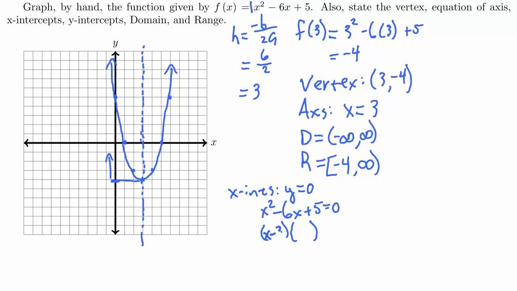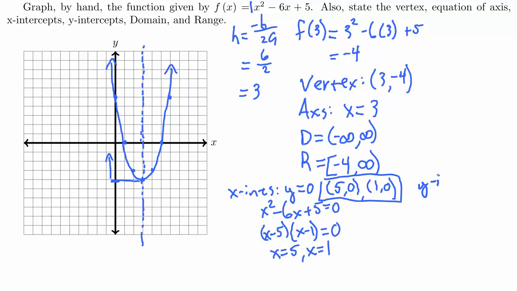So it's going to give me x minus 5 times x minus 1 equals 0. So it gives me x equals 5 and x equals 1. So that tells me that my x-intercepts are (5, 0) and (1, 0). Now notice that they had to be in coordinate form because they're intercepts.